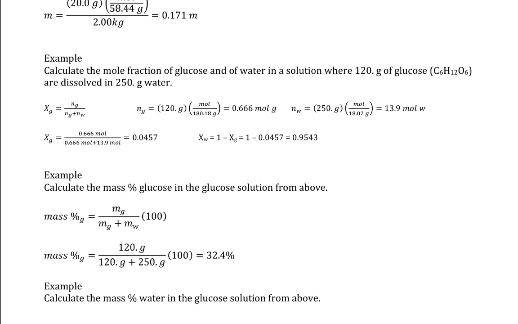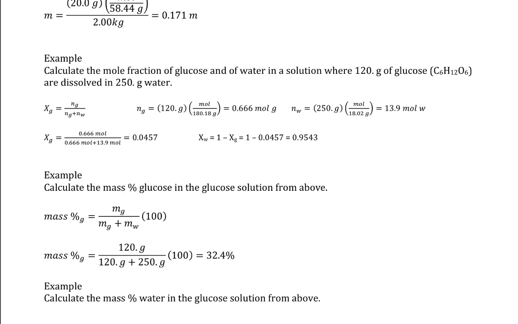The mole fraction of the glucose is the moles of glucose divided by the moles of glucose plus the moles of water. So we have to get the moles of the glucose, so we take the 120 grams divided by the molar mass, and we get 0.666 moles of glucose. We need the moles of water, so we take the 250 grams of water, we divide by the molar mass of water, 18.02 grams per mole, and we get 13.9 moles of water.